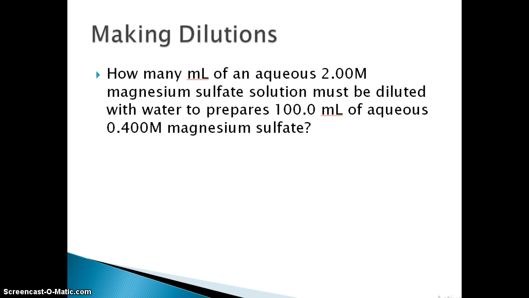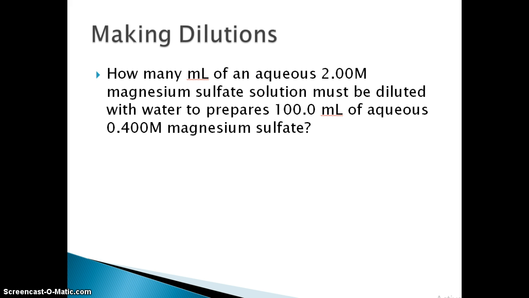All right, so here's an example of a problem that we might get with making dilutions. And this is a really realistic example of things that chemists do in the lab all the time. So it says, how many milliliters of an aqueous, which just means in water, 2 molar magnesium sulfate solution must be diluted with water to prepare 100 milliliters of aqueous 0.4 molar magnesium sulfate?